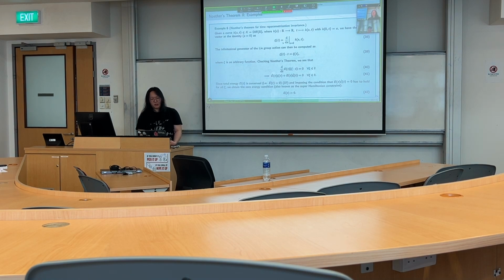So again, it's the same framework. I compute the tangent vector at the identity, I compute the infinitesimal generator of the Lie group action, and then we plug it into Noether's theorem, and the weird thing is that we get this condition that the total energy, or the Hamiltonian, is equal to 0. This is known as the Hamiltonian constraint. I think the Hamiltonian constraint is seen in the Hamiltonian formulation of general relativity, and the inspiration for checking time reparametrization invariance comes from string theory texts.